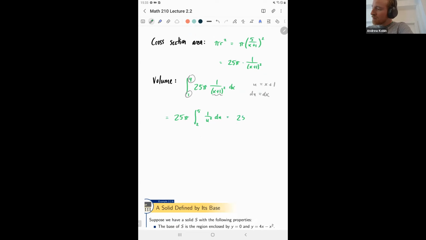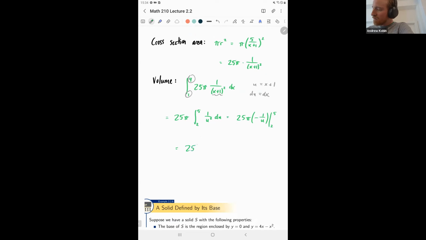This will be keep the constant out front. This will be negative u to the negative 1, which is 1 over u. And I'm evaluating this all from 2 to 5. So let me quickly solve this to get a nicer looking answer. We always want to plug in and then I can simplify a bit.